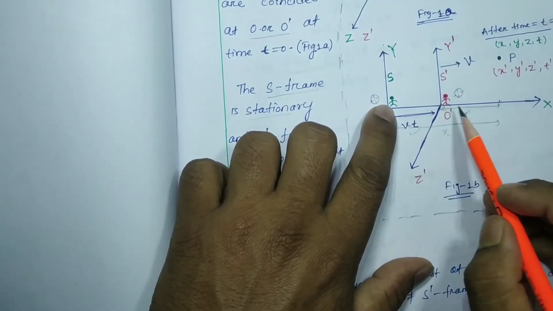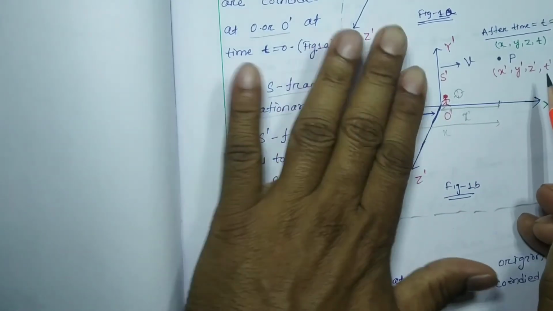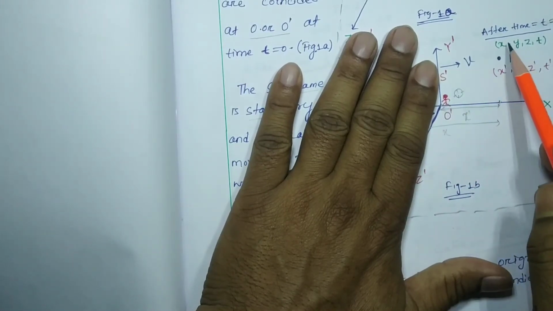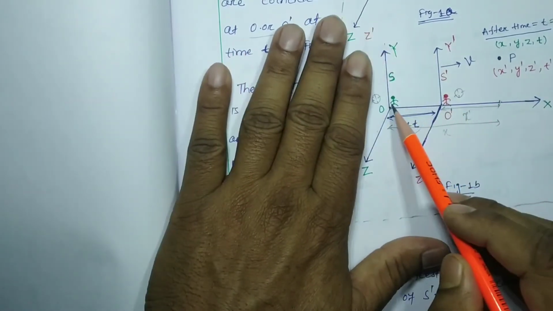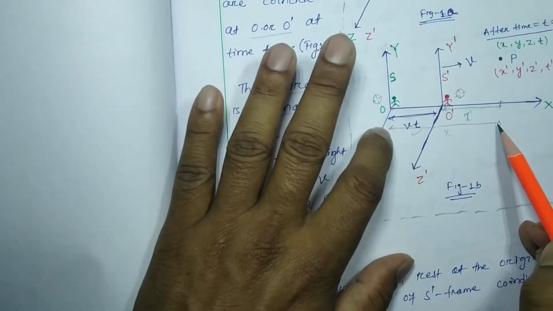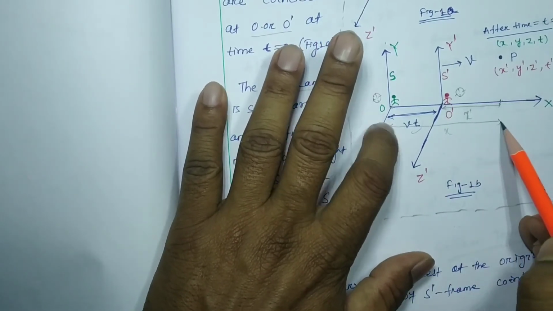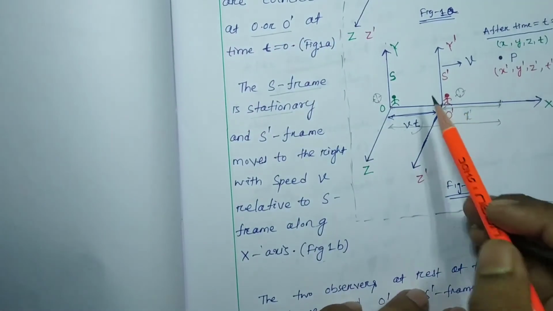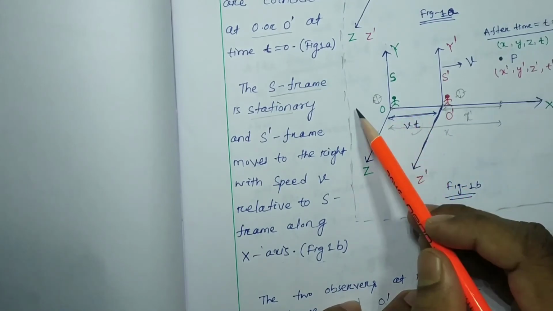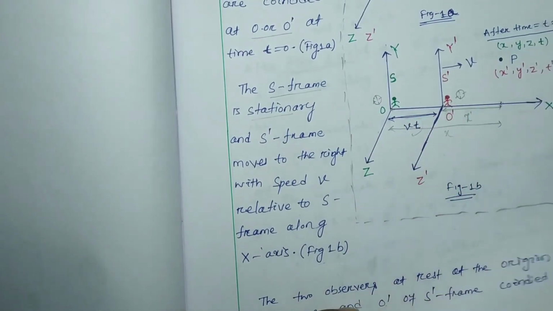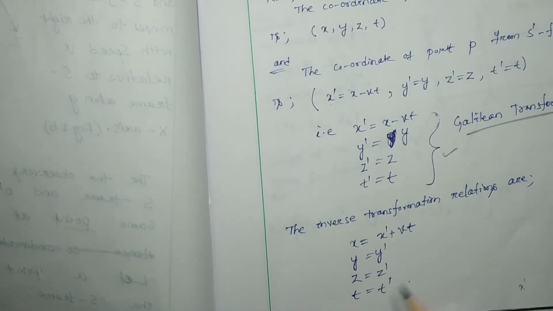So initially, if we consider the first case, x equals x dash, y equals y dash, z equals z dash. But if this person moves this side, then this distance x will be x dash plus vt. If we consider this observer is moving towards the negative x-axis side with respect to this one, only for that it will be x equal to x dash plus vt. So y is not changed, z is not changed, and t is not changed.